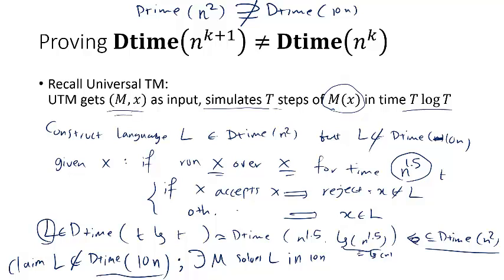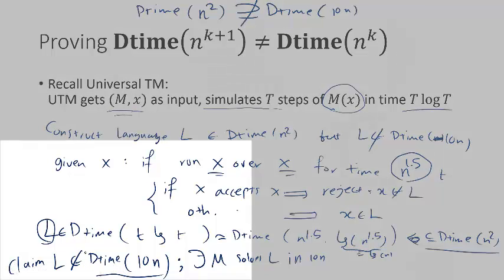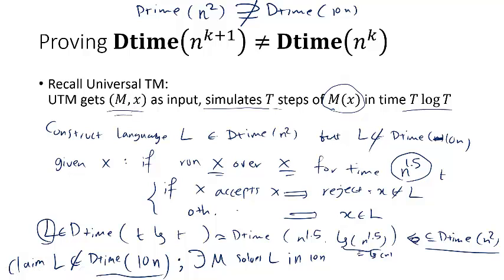Then I said this part. So here is the definition of L. This is claim number 1. This is claim number 2.